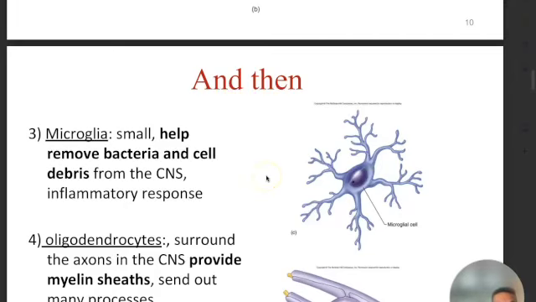And what it does, it will do phagocytosis, which means it will eat other cells. Microglial.